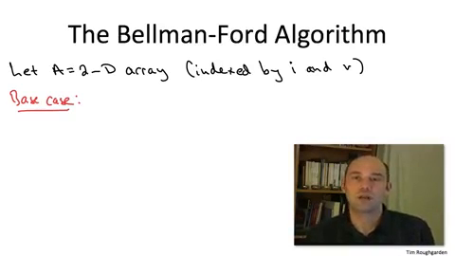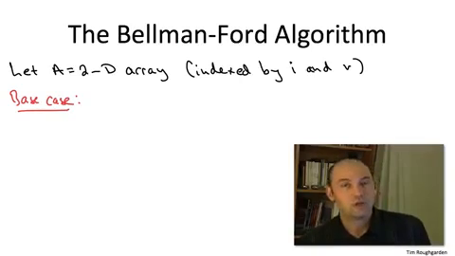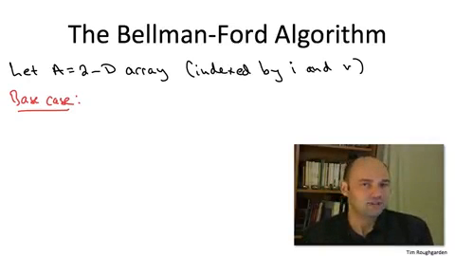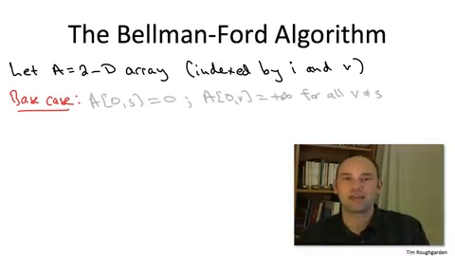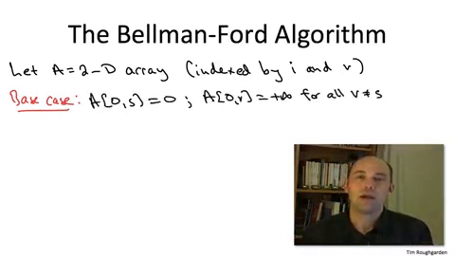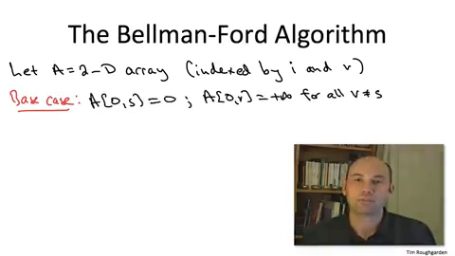So the base case is when i equals 0, and then we're talking about getting from s to some vertex v using 0 edges. Okay, well, if v happens to equal s, then you can do it with the empty path, and the length of the empty path is 0. But if v is any vertex other than s, then of course you can't get from s to v using 0 edges. And remember, in that case, we define the optimal solution value to be plus infinity.